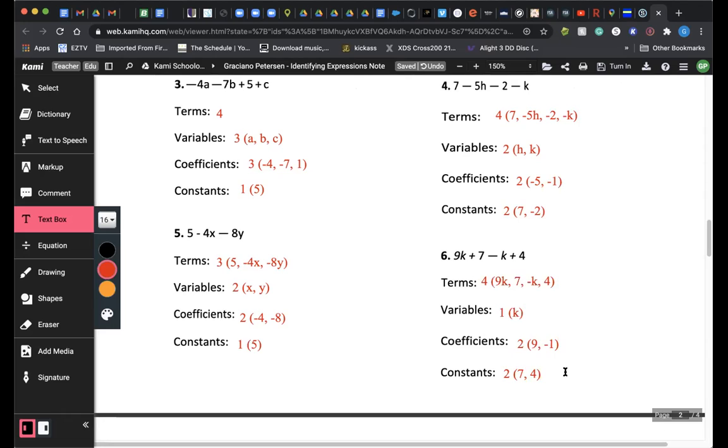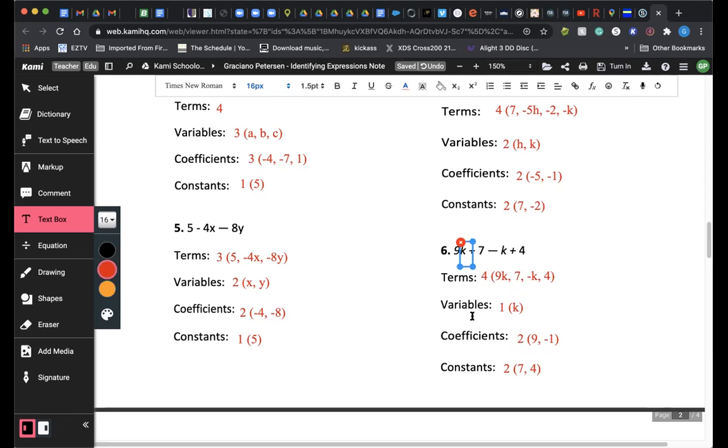All right. Good job. In this case, we have a situation where there's only one variable, right? The variable that we have is k. It appears twice, but we only have one variable. The letter is the letter k.